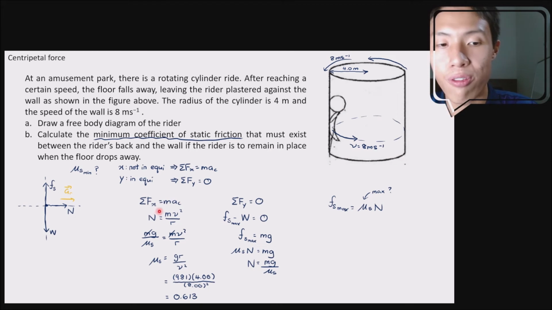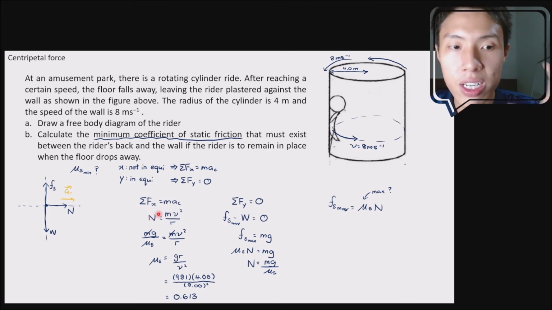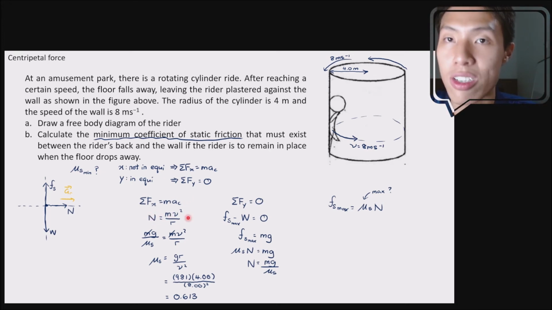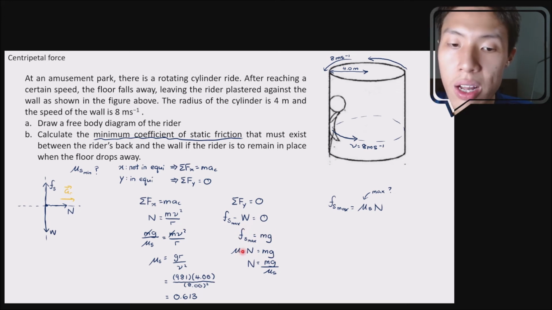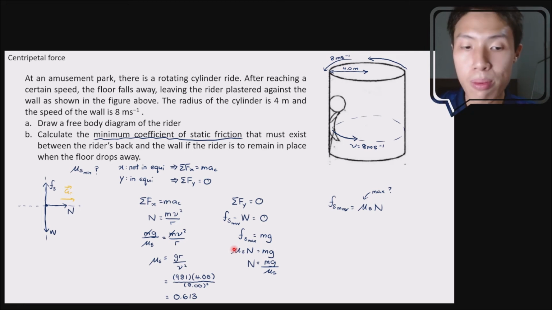The normal force that you require cannot be greater than this amount, cannot be less than this amount, in order to sustain this centripetal acceleration. So this normal force is fixed already. That means in order for the static friction to be equal to the weight, your coefficient of static friction will have to have a minimum amount of 0.613.